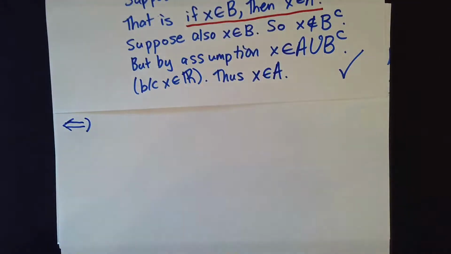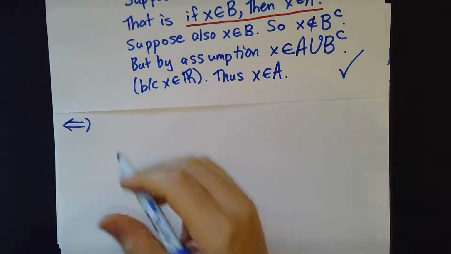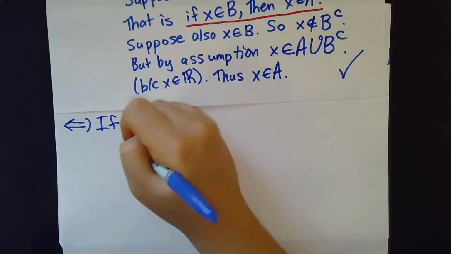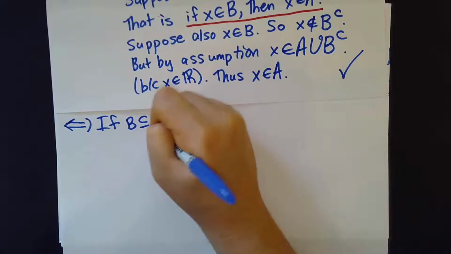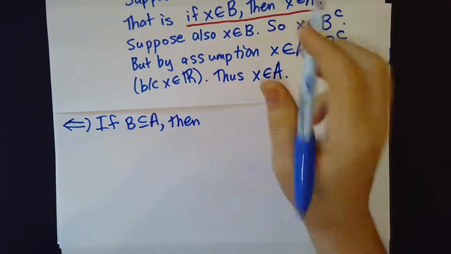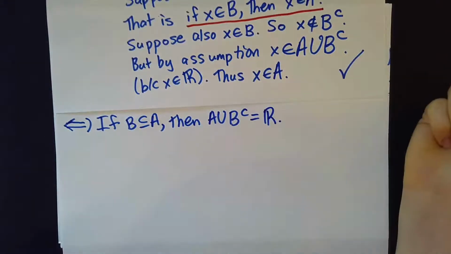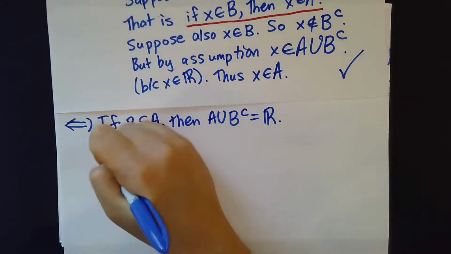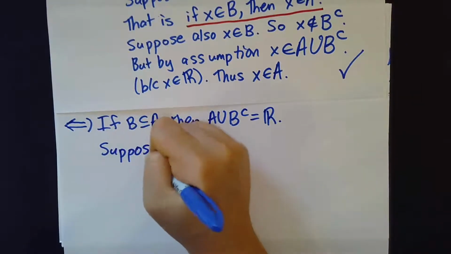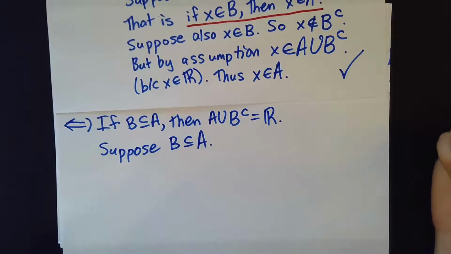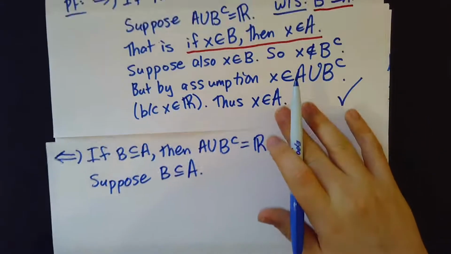Okay, so that's that direction, which I think specifically was not the direction that was actually asked about, but I just figured I'd go over the whole question. So the other direction is we want to show that if B is a subset of A, then A union B complement is all of the reals. Okay, so we'll suppose B is a subset of A. And now I want to show that these two sets are equal.